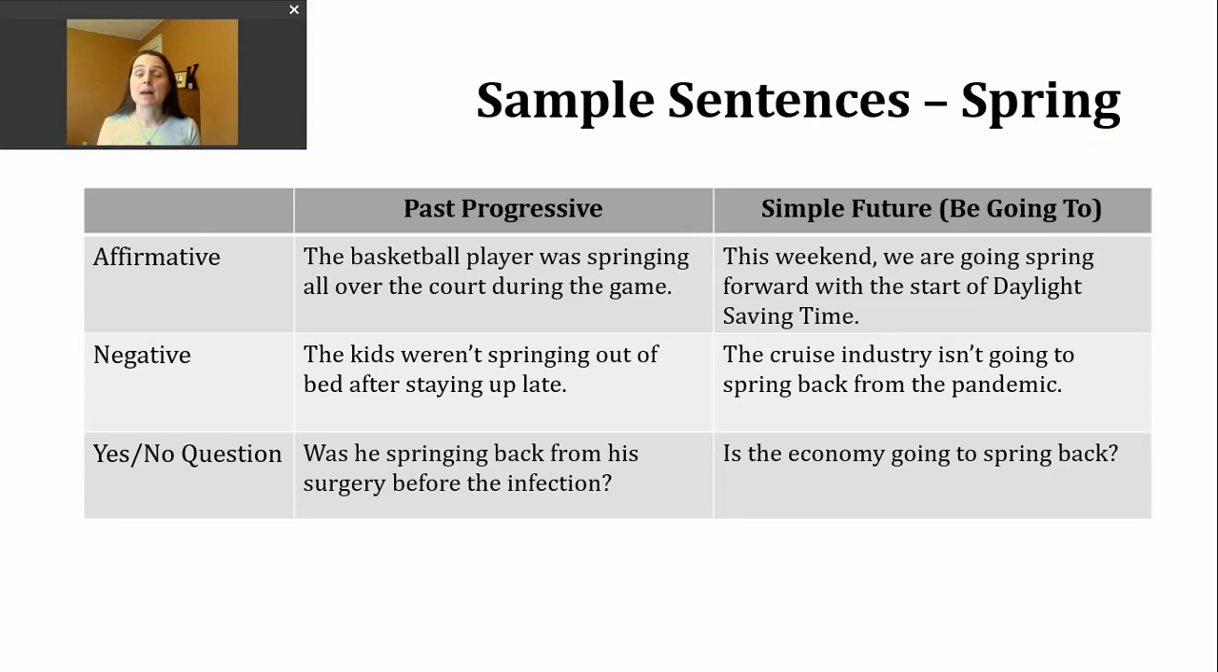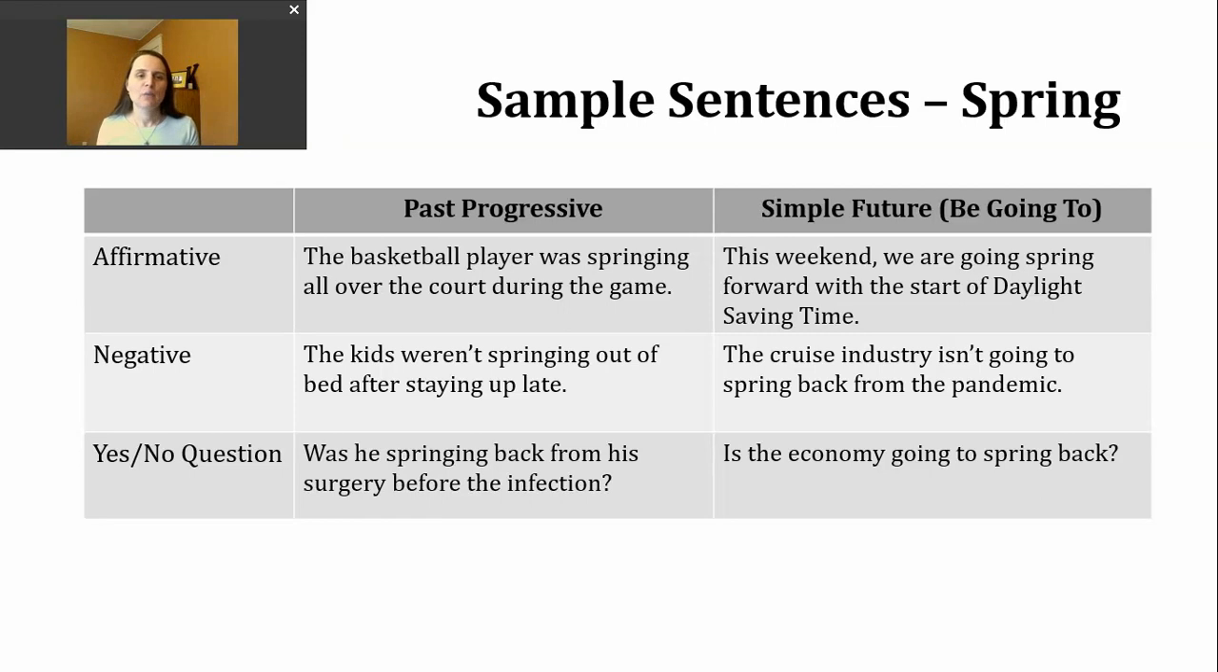To make a past progressive affirmative statement, we're going to use a past form of be. So if my subject is you, we, or they, we'll use were. If my subject is I, he, she, or it, we'll use was. And then we're going to use that ing form of the verb. Here's an example. The basketball player was springing all over the court during the game. So this implies jumping, moving forward, maybe upward as well, a lot.